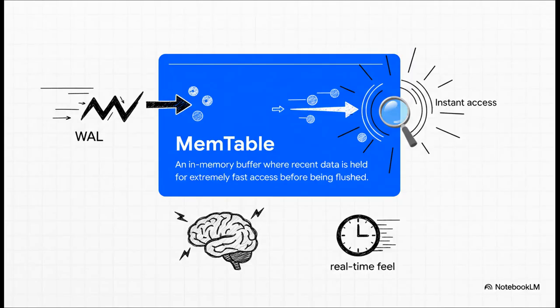Okay, so after the WAL, our data lands in the memtable. You can think of this as the system's lightning-fast short-term memory. Since it's all living in RAM, any questions you ask about the most recent data get answered in a blink. This is what gives you that incredible real-time feel.